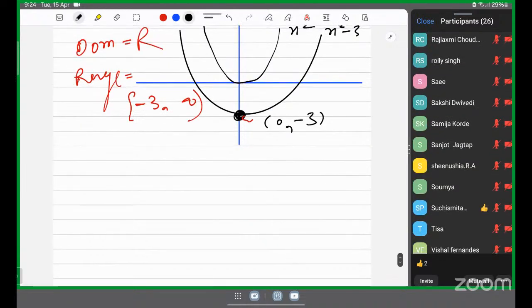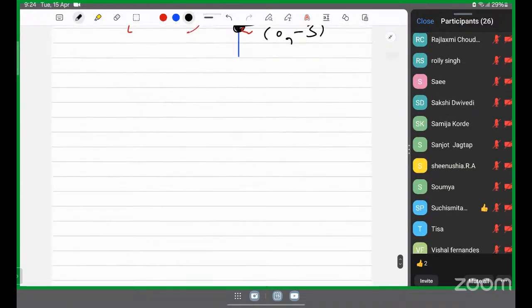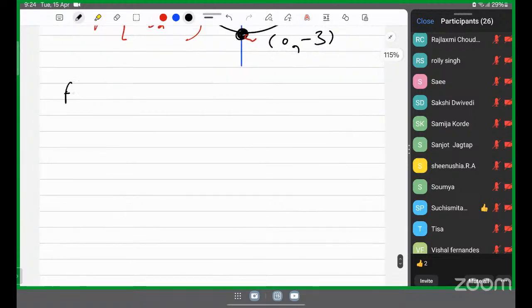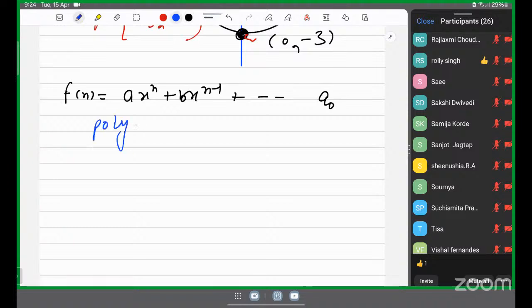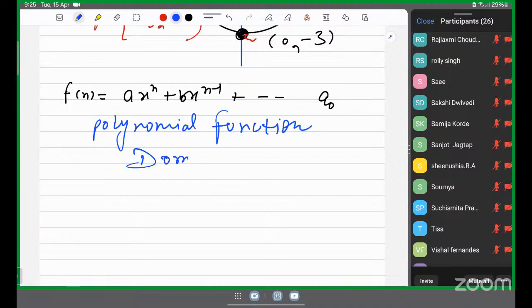Let's say another function f of x, which is a polynomial, a_n x raised to power n plus b x raised to power n minus 1 plus and so on up to a_0. This is a polynomial function of higher degree. What will be its domain? Any polynomial function is defined for all possible real values of x. Any input can be given to a polynomial function. So its domain will be R.